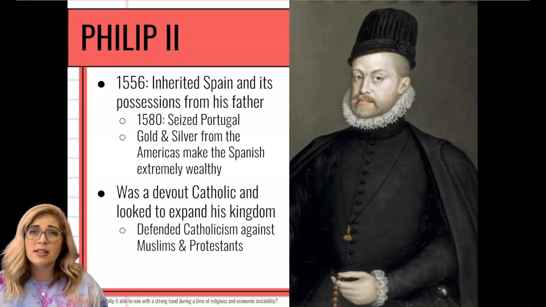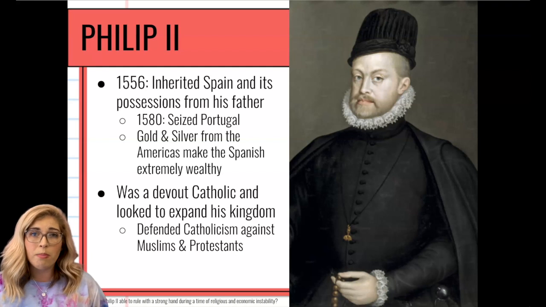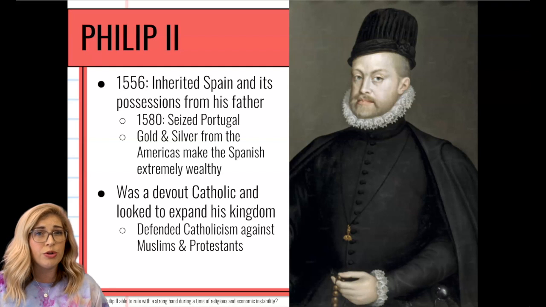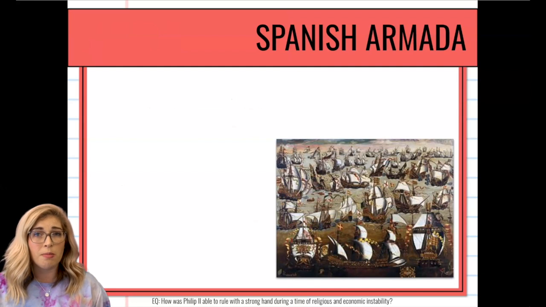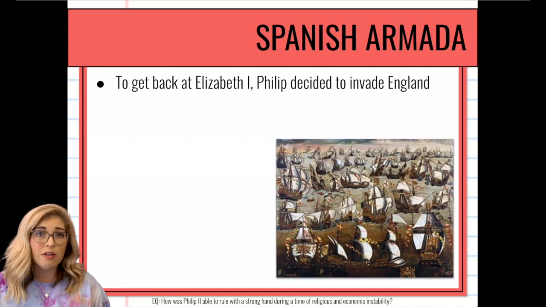In this time period, we're going to see a lot of Catholic versus Protestantism. It's kind of the remnants of the Protestant Reformation that we talked about in the previous unit. And we're going to see how some monarchies want to hold on to Catholicism and some want to stress Protestantism. Philip II was, as I said, a devout Catholic. He's going to defend it against the Muslims and the Protestants. It's going to get him into trouble with the English, and he develops the Spanish Armada. He wants to get back at Elizabeth I. If you remember, she was a devout Protestant as a descendant from her father, Henry VIII. So he decides he doesn't like that she's Protestant. He's pro-Catholic, so he wants to invade England.